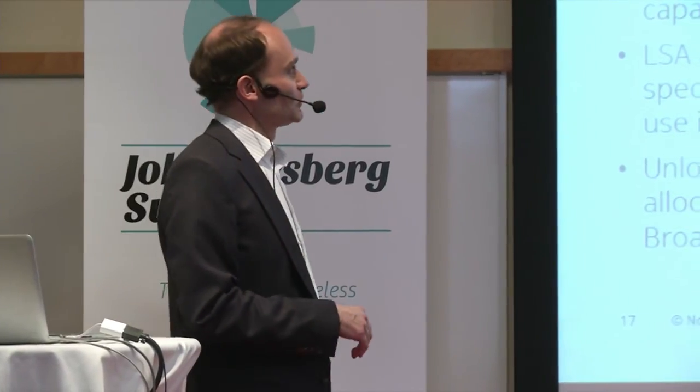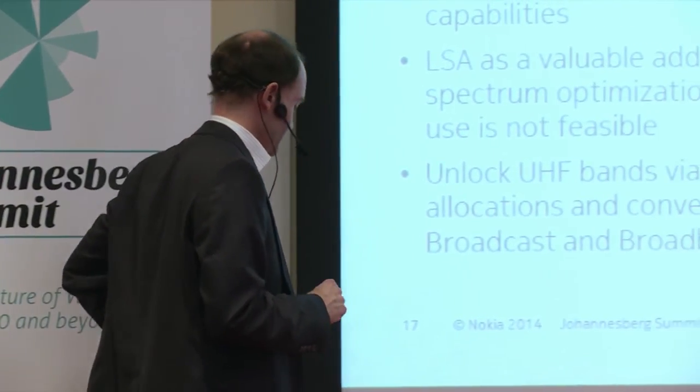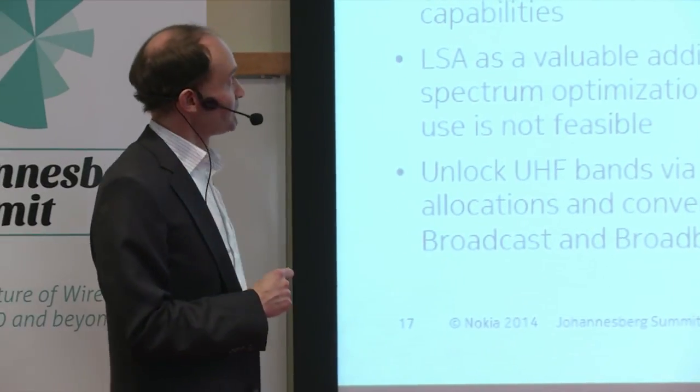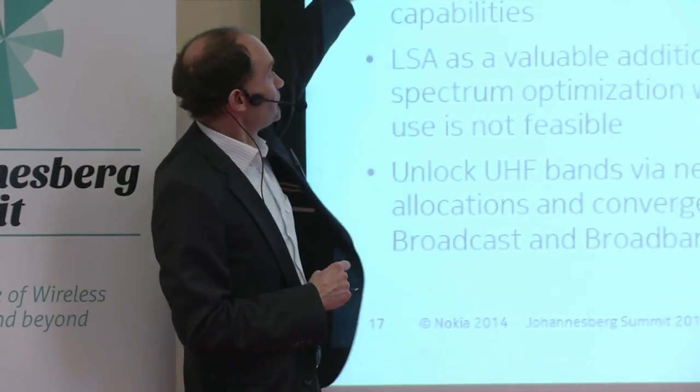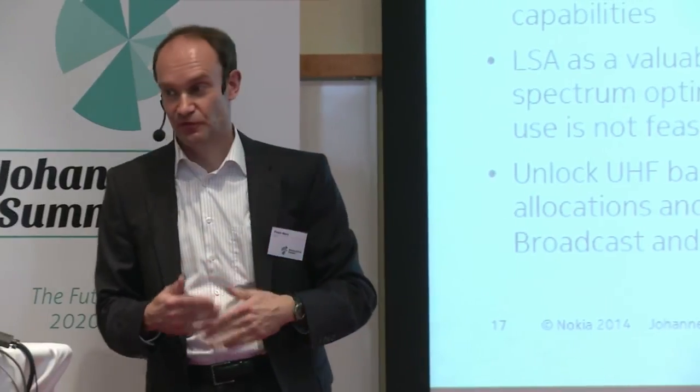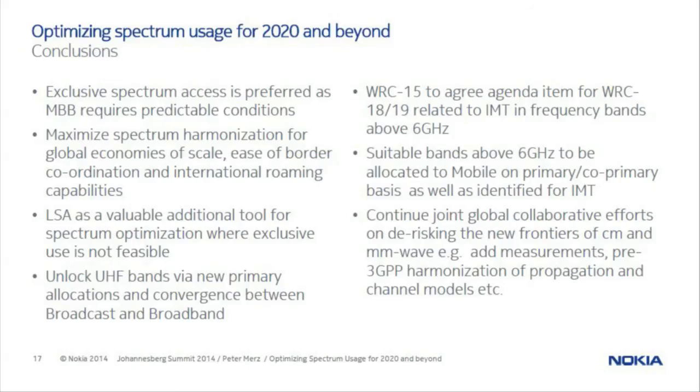That brings me to the conclusions, so some takeaways, also as a discussion point for the panel. Exclusive spectrum is the preferred way for mobile broadband, as it provides predictable conditions. When we discuss spectrum, harmonization is key, because it brings economy of scale. It eases the border coordination and the international roaming.